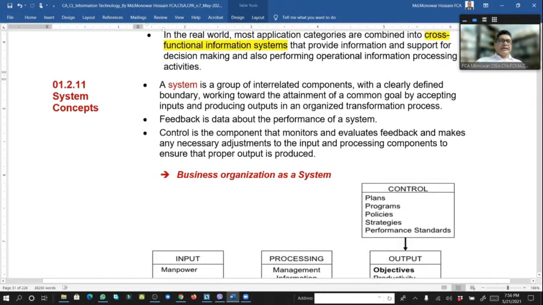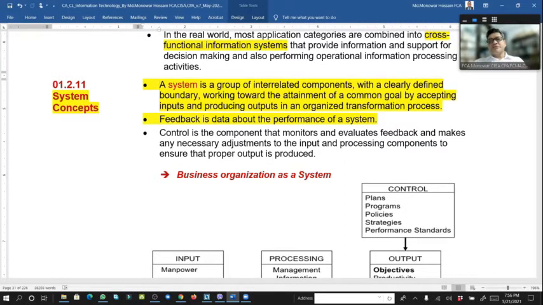Now, if we see the system concept, what is a system concept? A system is a group of interrelated components with a clearly defined boundary working towards the attainment of a common goal by accepting input and producing output in an organized transformation process. Feedback is data about the performance of a system. Control is the component that monitors and evaluates feedback and makes necessary adjustments to the input and processing components to ensure that proper output is produced as per the design of that product standard.